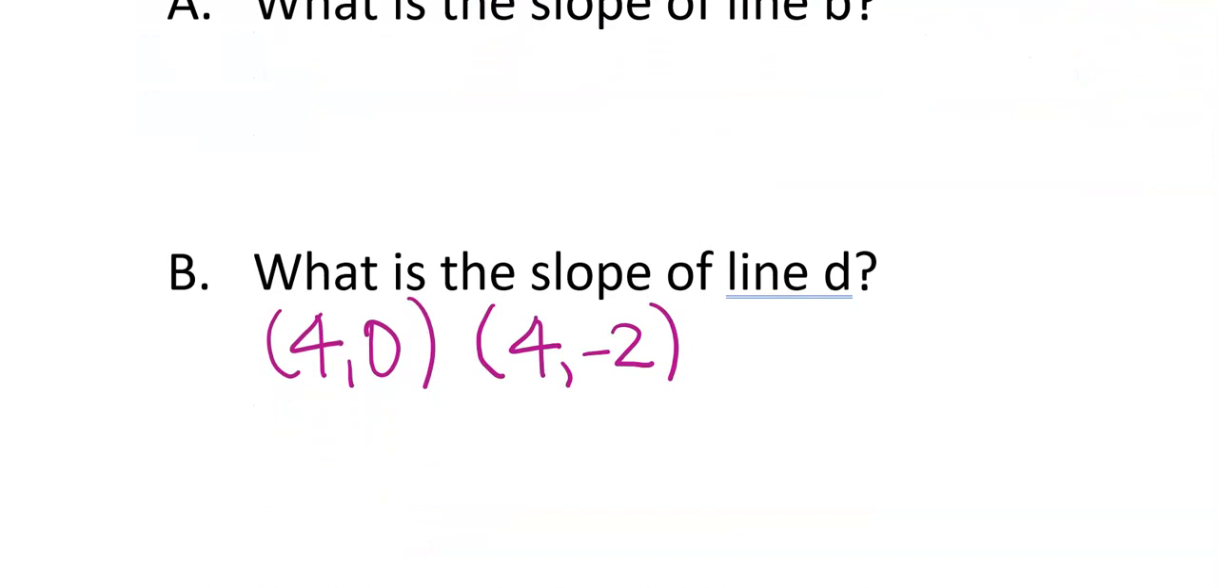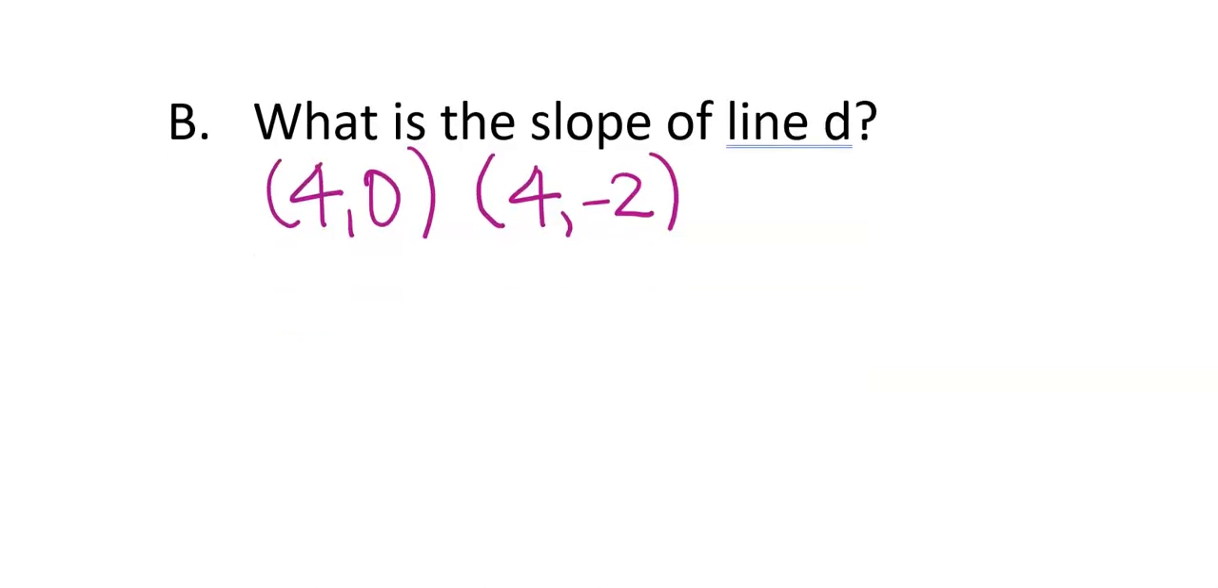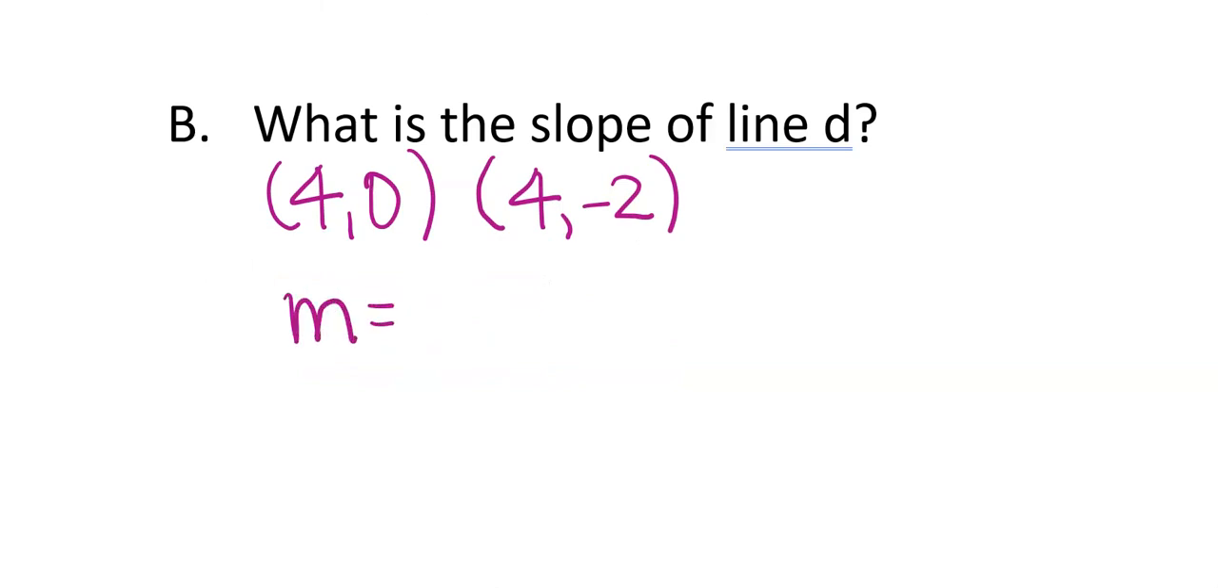Now, what if they gave you a vertical line, but they didn't give you any points? Couldn't you come up with your own 2 points that you wanted to use? Yeah, you could just pick whichever 2 points on the line you want to do. So I'm going to do the slope formula first. y2 is -2, y1 is 0. So -2 minus 0 over 4 minus 4.